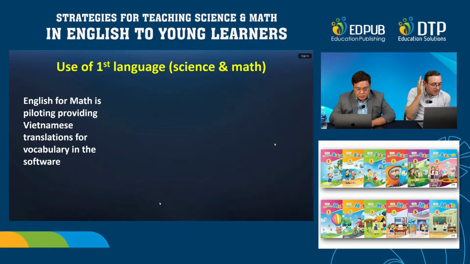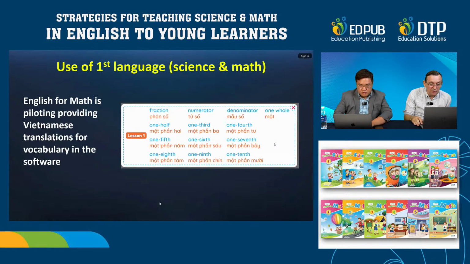At the moment, what we're doing in Vietnam is we're actually piloting providing Vietnamese translations for the vocabulary in the structure. So we're going through our math book in the software, and we're providing the translations. So you can see we provide these. We can explain them using our flashcards, using the explanations, but if there's an issue, we have this to fall back on.